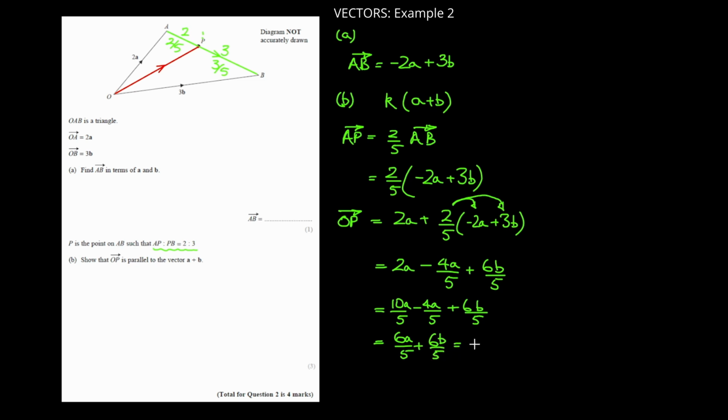Well, I can take 6 over 5 out as a factor. So this is 6/5 of a plus b. And that's what we were asked to prove. We have got a multiple of a plus b. So I can say, therefore, OP is parallel with the vector a plus b. And we've proved it.